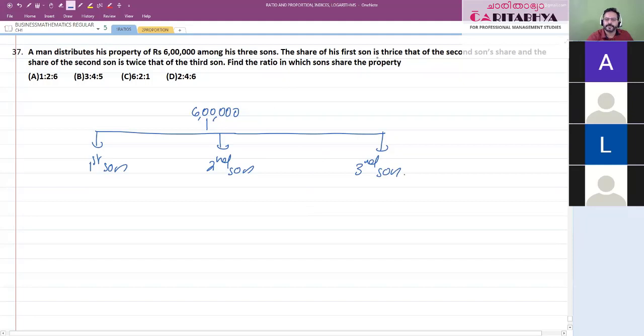Share for his first son is thrice that of second son. So what the first son gets is three times what the second son gets. And the share of second son is twice that of third son. Okay, so that means we go on the basis of the third son. What the first son gets is thrice the second son's, and what the second son gets is twice the third son's, right?